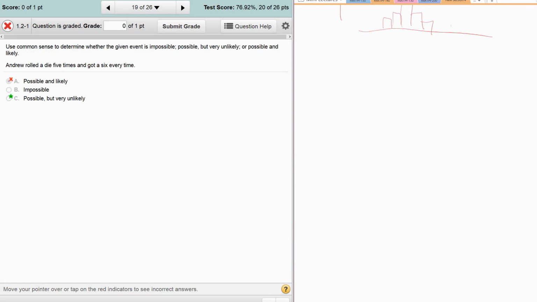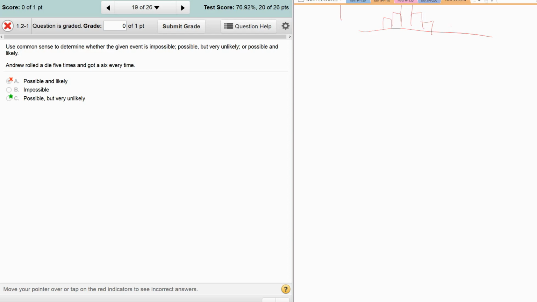So here it says use common sense to determine whether the given event is impossible, possible but very unlikely, or possible and likely. So Andrew rolled a dice 5 times and got a 6 every time. So we know it's not impossible, right? And when we just have one dice, like we talked about in the lab, if you're just rolling one, any of them are likely. It's like a 17% chance. But here we're talking about getting a 6 5 times in a row.